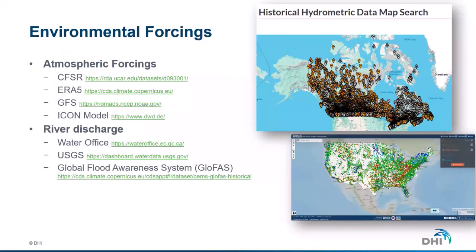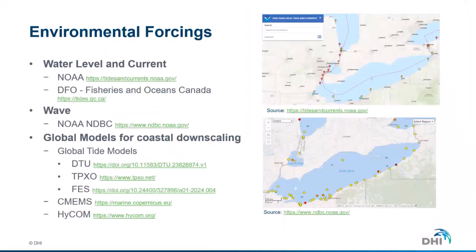So just to highlight some of the environmental forces that probably you are already familiar with. The main driver for this type of modeling is the atmospheric forcing. We have different sources such as CFSR, ERA5. In terms of forecast, we can get data from the GFS model, the ICON model from Germany. In terms of river discharge, we have a strong database from the Water Office of Canada, USGS. In terms of global data, we can grab that, for example, from the Global Flood Awareness System from the Copernicus database.